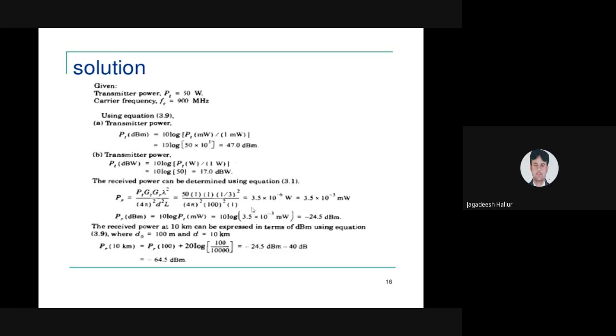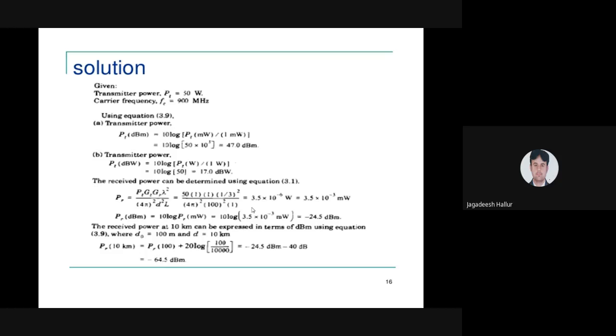Transmitter power is 50. You have to calculate lambda. For calculating lambda, that is C by F. Frequency is how much? 900 MHz. C is 3 into 10 raised to 8, divided by 9 into 10 raised to 8, mega is 10 raised to 6. So that value is 1 by 3, 1 by 3 whole square, whole divided by (4 pi) square.